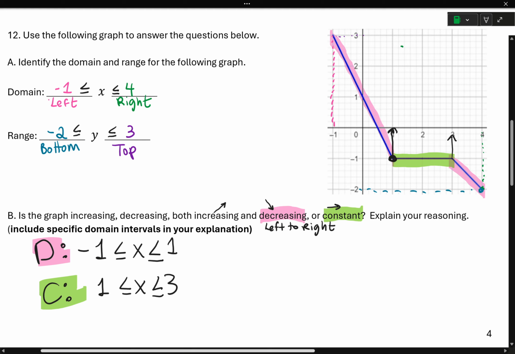Then I have one more interval of decreasing. I'm just going to put a comma next to D for decreasing, or you can add another section down here, however you feel. I'm decreasing from 3, where I finished being constant, all the way to the end of the graph, which is at 4. There it is.